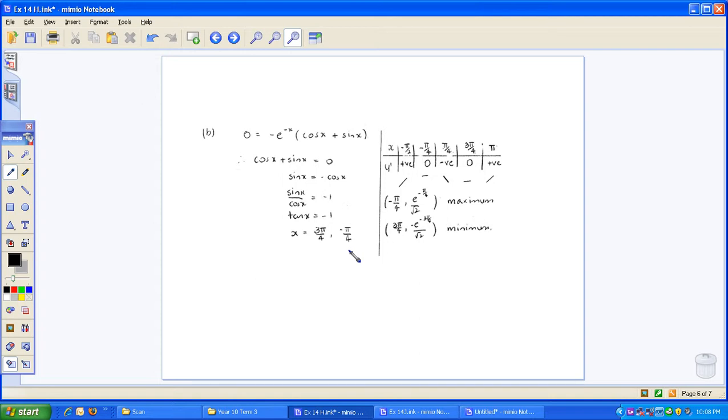But you're going back towards negative pi, so it's not 7 pi on 4. We're going to use negative pi on 4. Test them in the first derivative here, and we do see that there is a maximum turning point at minus pi on 4, and a minimum turning point at 3 pi on 4. If you leave these values as a decimal, that is not a problem.